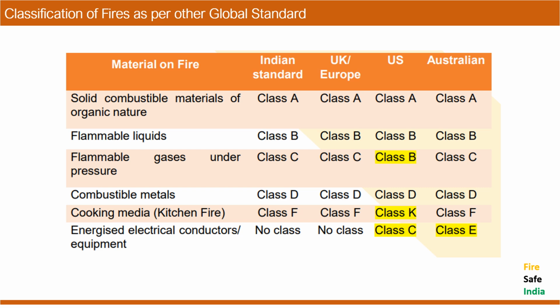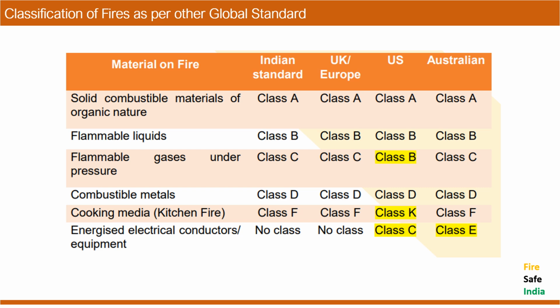There are other global standards also. If you see Indian standard, this is mainly the comparison sheet you can see on the screen. First, class A. Class A is common as per Indian standard, UK or Europe standard, US standard, that is NFPA, and Australian. So class A is common everywhere, in most of the places I could find on the internet. Flammable liquid is class B. As per Indian standard, UK, Europe, US and Australian, in all these countries class B fire is the same.